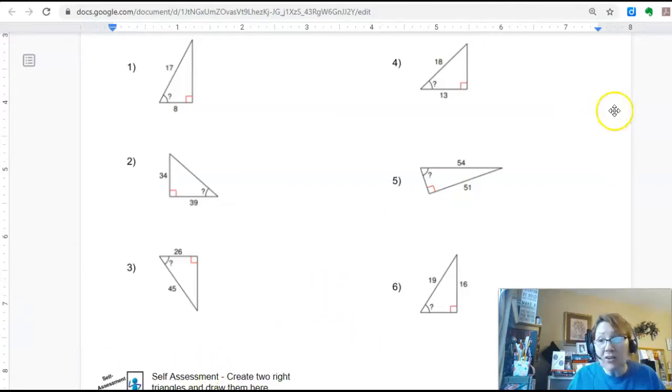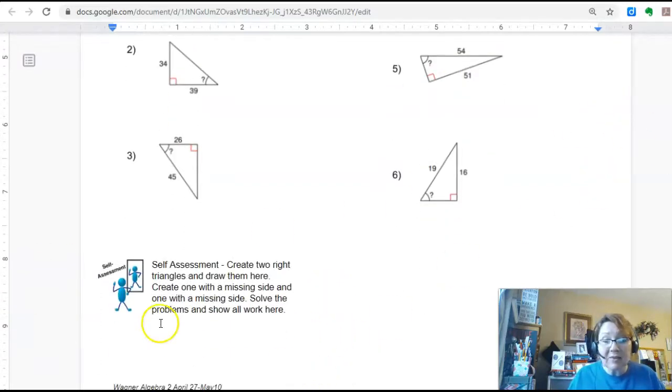If you take a look at the last part, it's just, can you self-assess your knowledge? Can you maybe draw some right triangles and see? That's really all. That's for you. So I'd like you to do the problems, but for you to really know whether you know it, it's good to do your own little self-assessment to see if you really understand it.